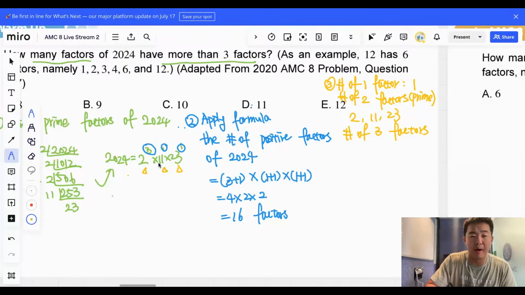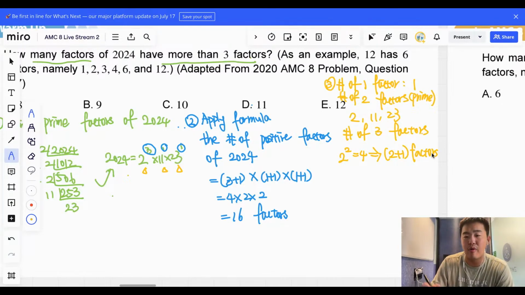We know that among those 2 to the third power, 11 to the first power, 23 to the first power, what is one possible case when we have the second power? It's just 2 to the second power, right? Which gives you 4. And this, you know that exponent is 2. So 2 plus 1, this should give you that it has how many factors? It has 2 plus 1, which is 3 factors, okay? We actually tested. We have 3 factors for the number 4. So for 4, 1 is a factor for sure, 4 is a factor for sure, and 2 is a factor, okay? So 4 has 3 factors.